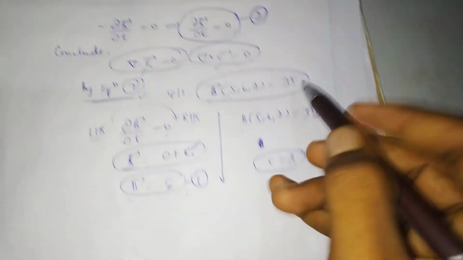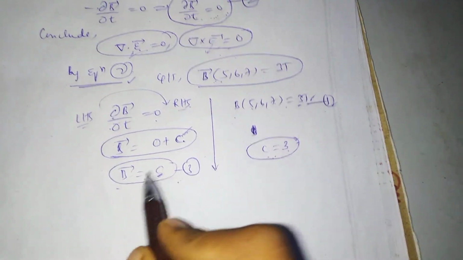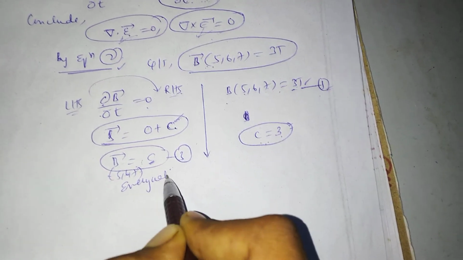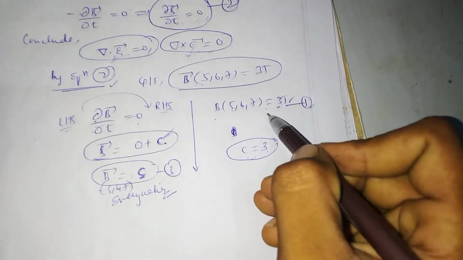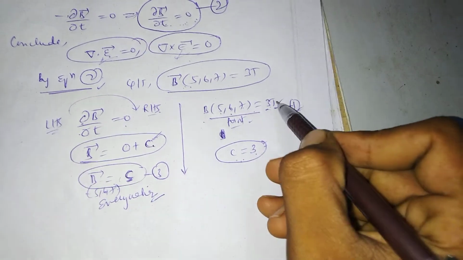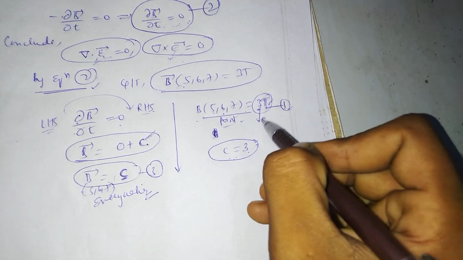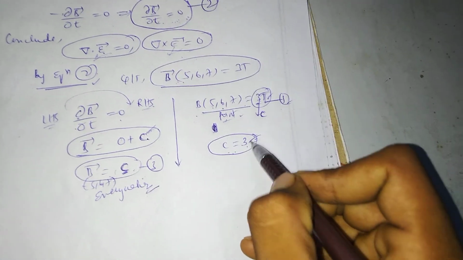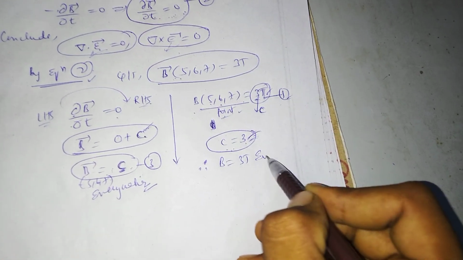c equals 3 only. It was a constant. When comparing with the first equation, at any point, everywhere, the magnetic flux equals the constant c. With the already given question, at every point, any point, the magnetic flux equals 3t, Tesla. So the constant is c, right? Then comparing, we get c equals 3. Therefore B equals 3t everywhere, meaning every point.